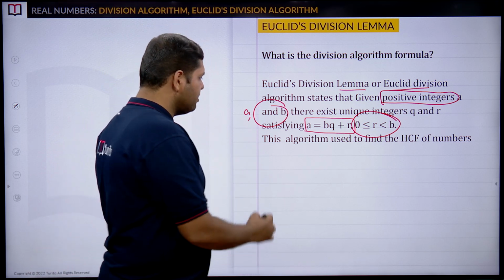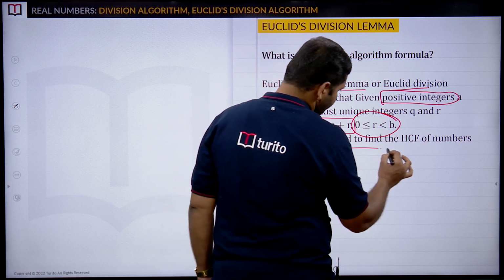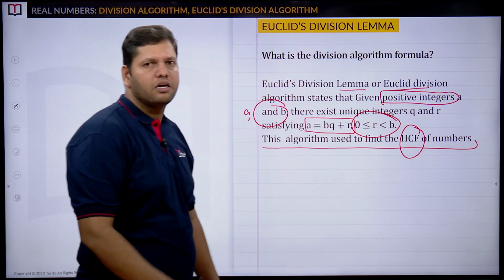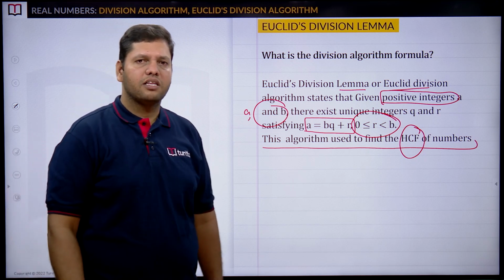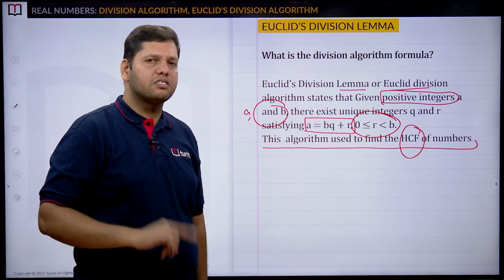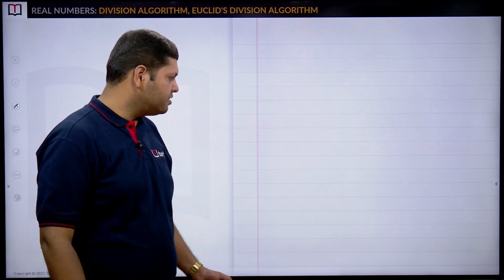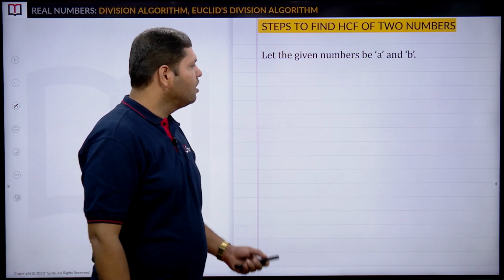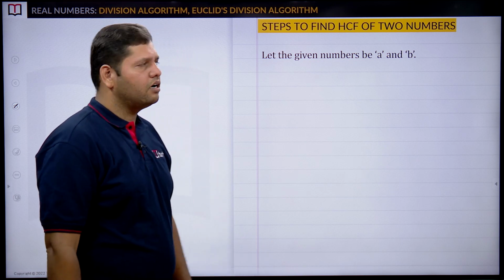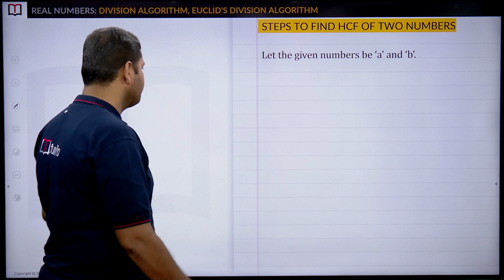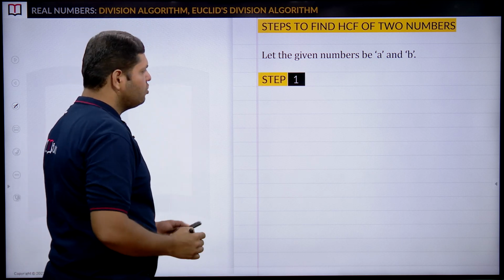Okay. And this algorithm, what do we generally do with it, children? To find the HCF of numbers. If you have any two numbers or, children, three numbers, we can use this algorithm to find the HCF. Children, let us see one small example. First of all, tell me how we can find the HCF of two numbers by division algorithm. It's very simple, children.